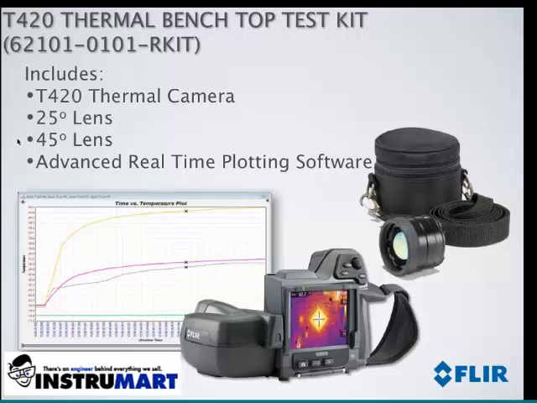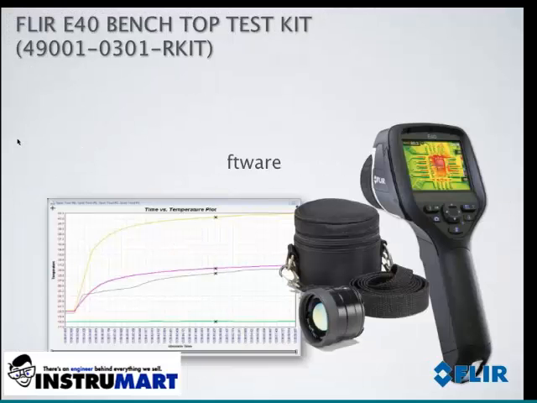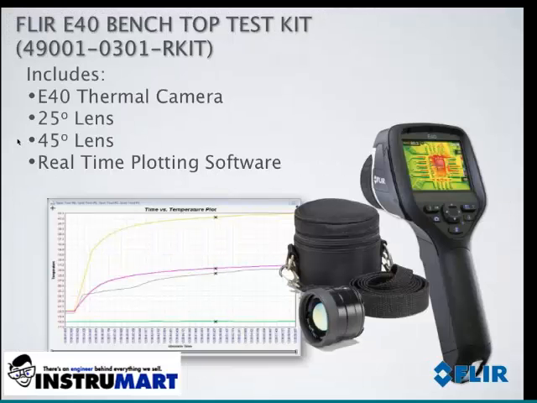The 45-degree lens that's included with this particular test kit allows you to resolve down to that 125 micron spot size. So you can get very small with this. There are also the optional optics for 100 micron resolution and 50 micron resolution that are available as add-ons to this kit. And the other benchtop test kit that is available is the E40 benchtop test kit.